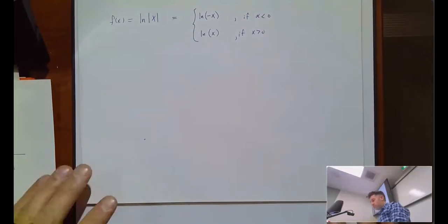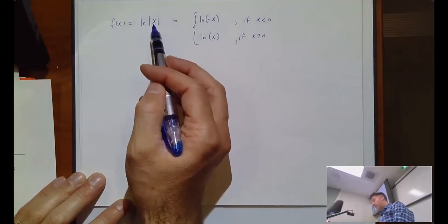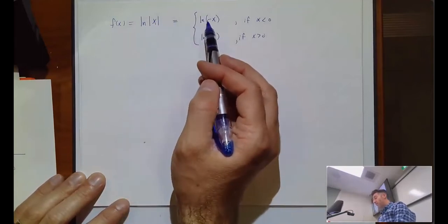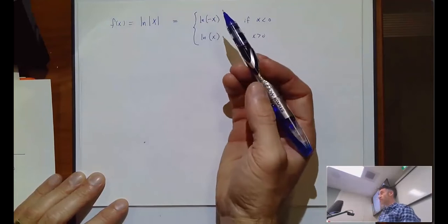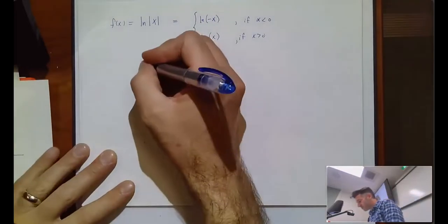So for example, if I wanted to find the natural log of the absolute value of -5, I would get the natural log of 5. So that's always how an absolute value function works. It takes a positive thing, leaves it alone, takes a negative thing, multiplies by -1 to turn it into a positive thing. So now what we're going to do is graph it.